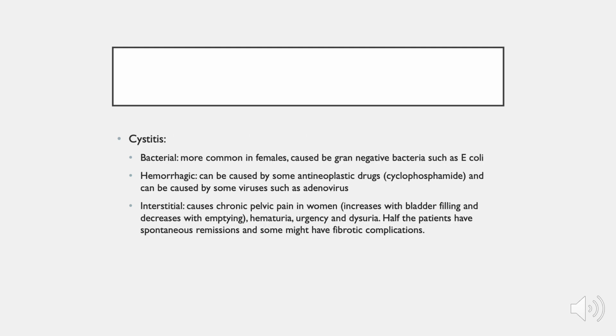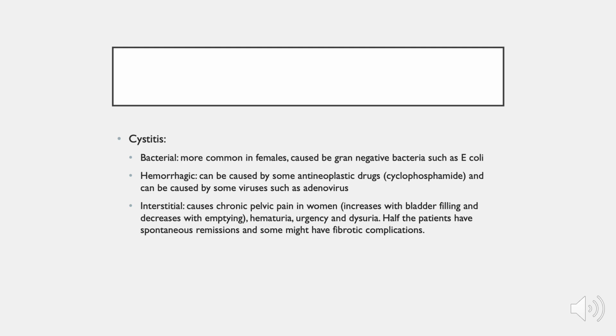Cystitis is inflammation of the urinary bladder. It could be bacterial. Bacterial cystitis is more common in females. It is called urinary tract infection, UTI, and typically is caused by coliform bacteria, specifically E. coli. Hemorrhagic cystitis can be caused by either adenovirus or some chemotherapeutic agents, specifically cyclophosphamide.